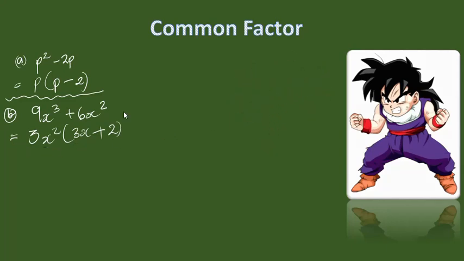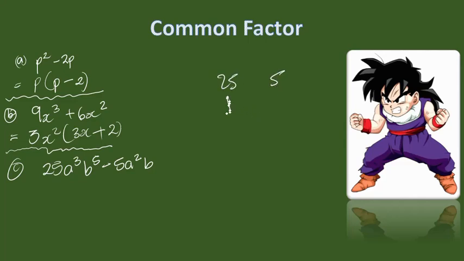So I'm going to do another one. But this time I'm not going to do this long method. I'm just going to do it and then we all flow, right? So question C. Question C says I have 25 a raised to 3 b raised to 5 minus 5 with an a squared and with a b. So what is common here? Between 25 and 5. I can divide this by 5 and I can divide this by 5. So 5 is the highest common factor here.